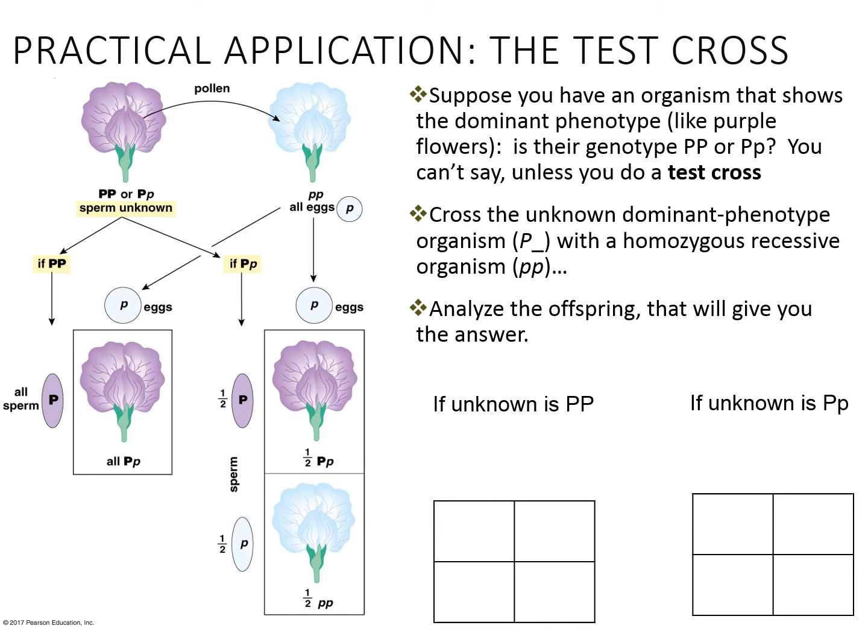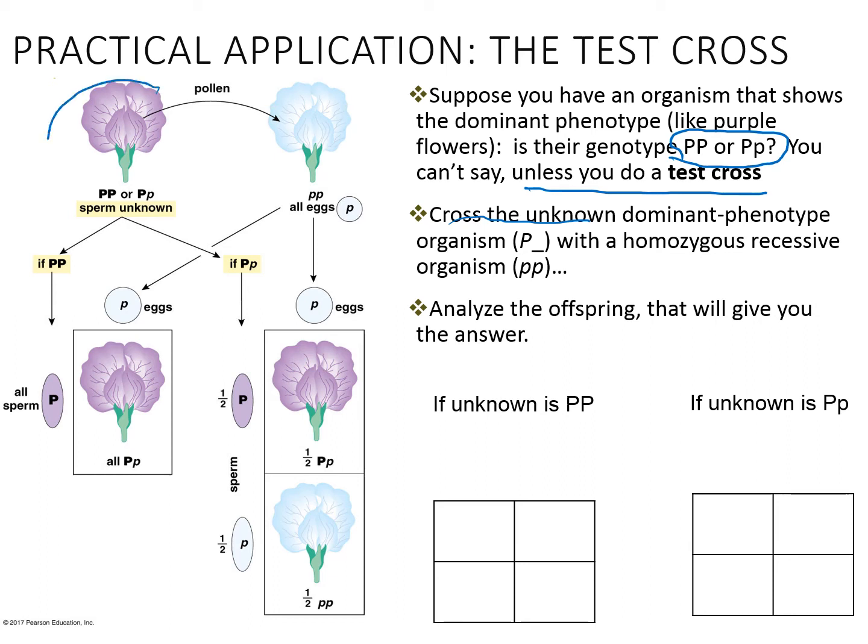Practical application of the test cross. So suppose you have an organism that shows the dominant phenotype, like purple flowers. Is their genotype big P, big P, or big P, little p? Each of these genotypes would produce a purple flower. So if you really want to know, you can't say, so you will have to do what's called a test cross. You cross the unknown dominant phenotype organism, in this case the purple one.